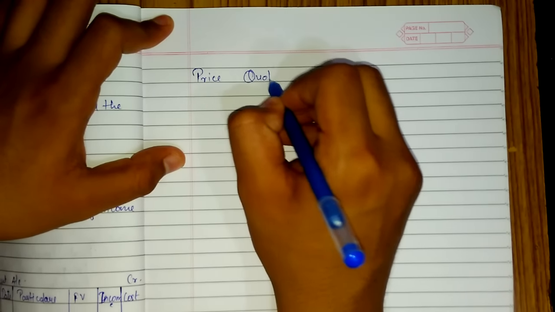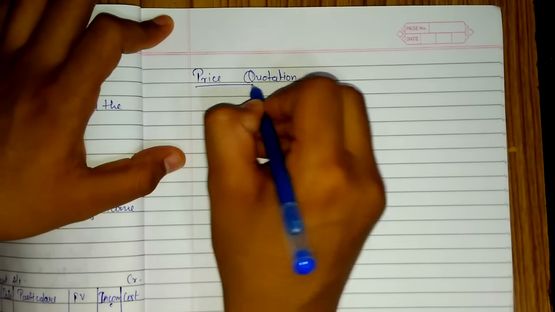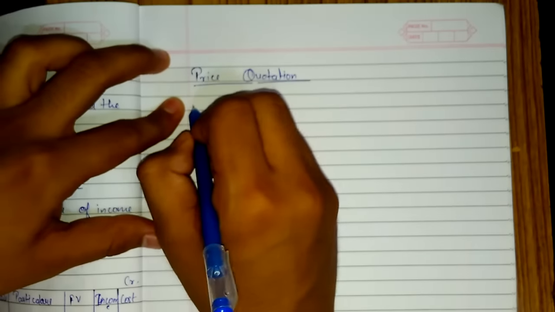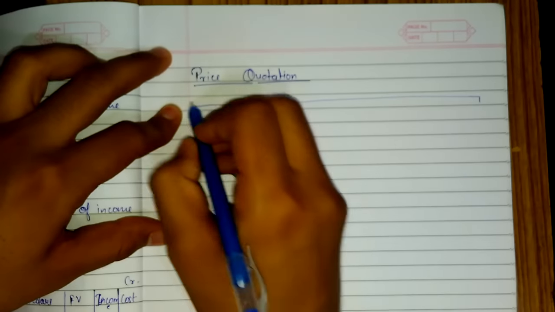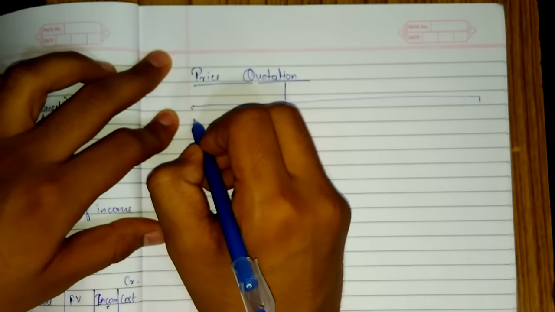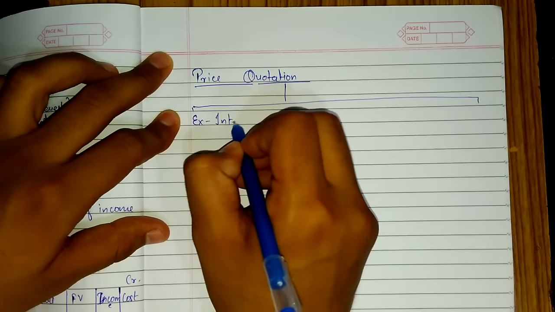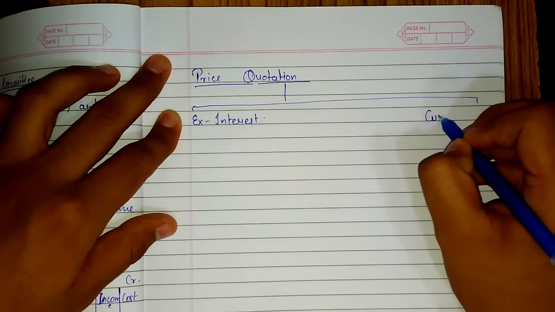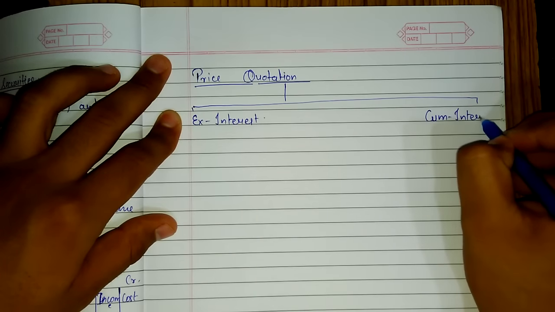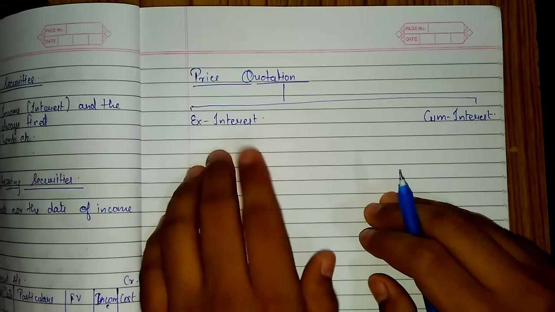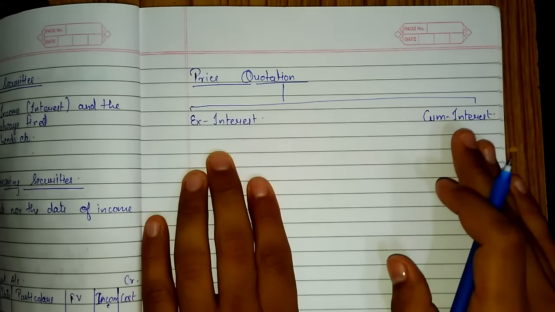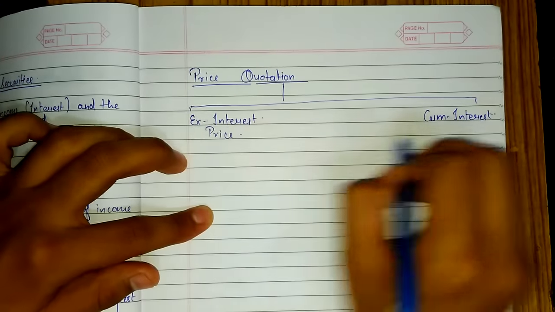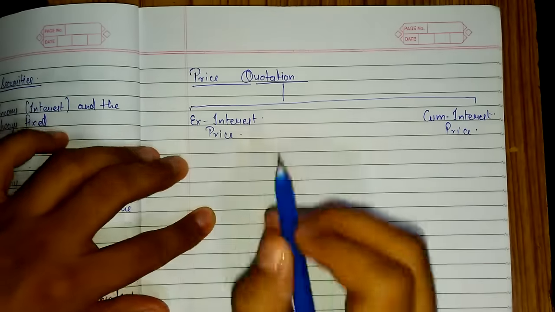Price quotation. See, firstly I need to explain to you before starting it. Price quotation is divided into two parts. Let me draw a chart. The first is ex interest, and this is cum interest. Many of you might know this ex interest price and cum interest price, but many of you don't know the full form of this.